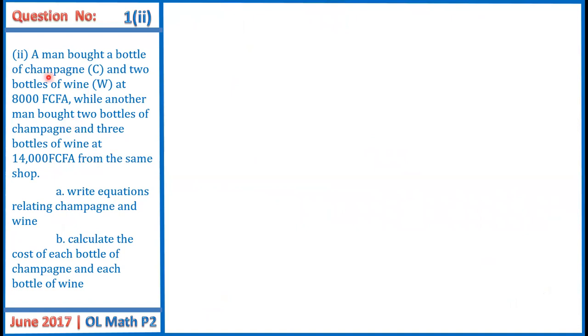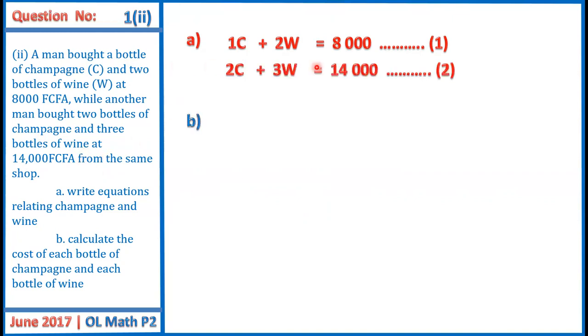This is another beautiful one. A man bought a bottle of champagne, C, and 2 bottles of wine at 8,000 francs, while another man bought 2 bottles of champagne and 3 bottles of wine for 14,000 from the same shop. Write equations for champagne and wine. So the first man bought a bottle of champagne, so 1C plus 2 bottles of wine, 2W, is equal to 8,000. The other man bought 2 bottles of champagne, so 2C plus 3 bottles of wine equals 14,000, and these are the equations.